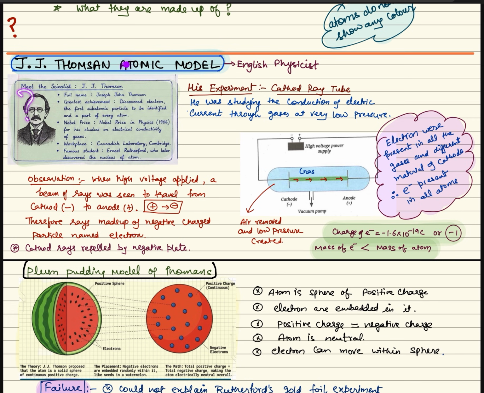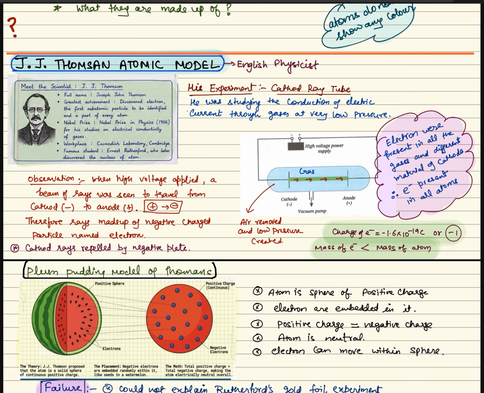So what was his experiment? His experiment was the cathode ray tube. From the cathode ray tube experiment, he discovered the electron. Understood? It means the atom has electrons. And how did he get to know? He got to know with this experiment. Actually, he was studying the conduction of electric current through gases at very low pressure.